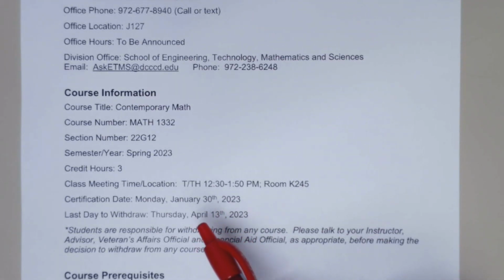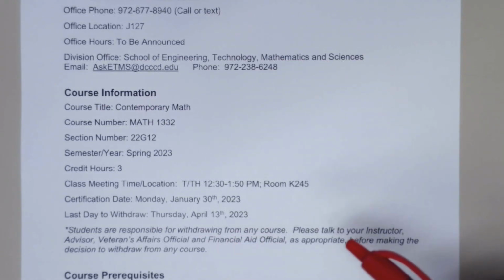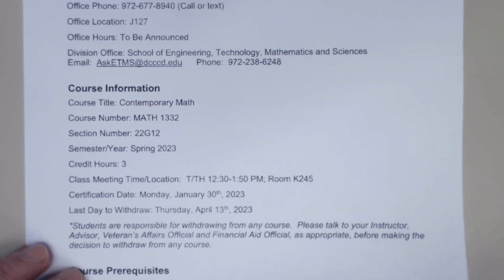And then the last thing here is, if for some reason you need to withdraw during the semester, well, first of all, it has to be done by April 13th, but I also encourage you to talk to me and any other advisors before you do that. In fact, if you're dual credit students, I think you don't really have a choice there. All right, I think that's all I have to say about the first page of the syllabus.